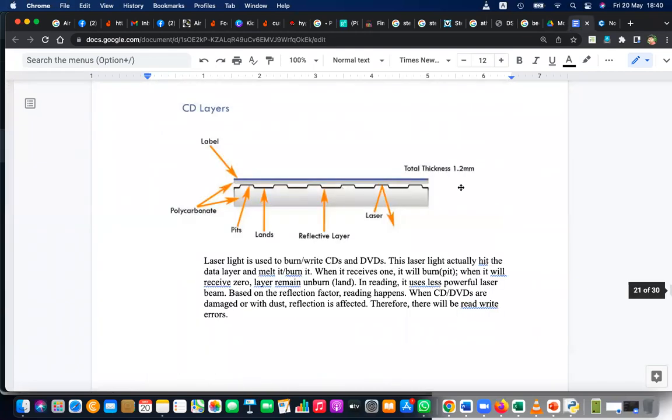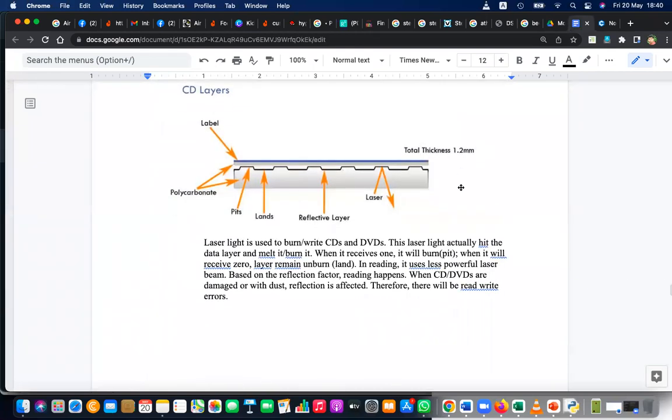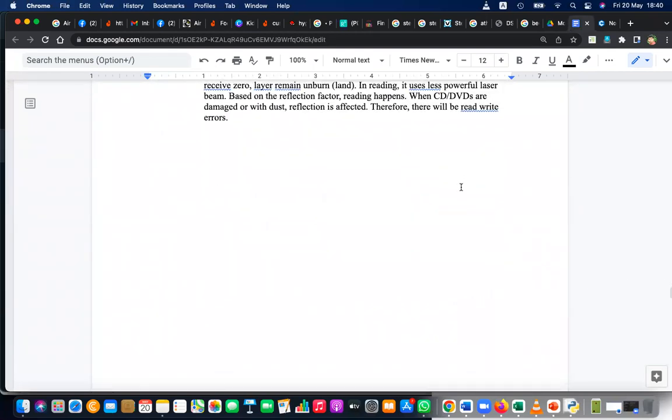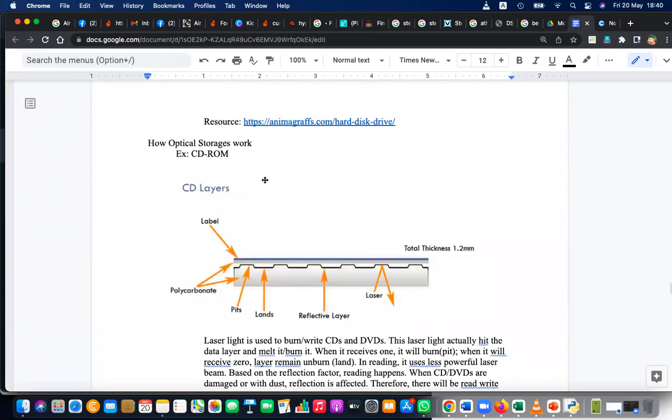Okay, let's learn about the optical technology and magnetic technology quickly. Optical technology: CD, DVD, Blu-ray. These use optical. Hard disk drive, floppy disk drive, magnetic tape. These use magnetic storage.